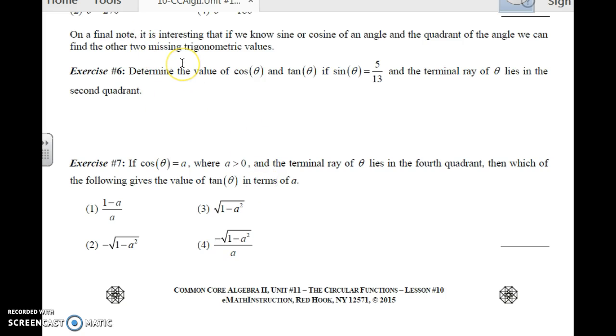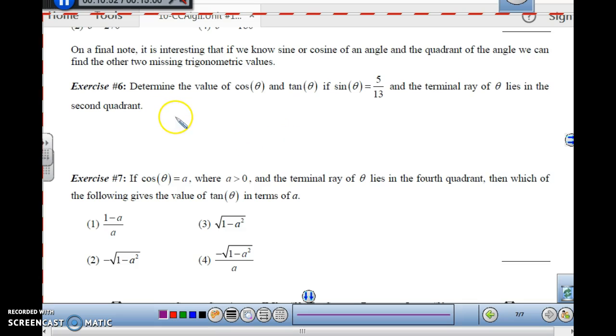On a final note, it is interesting that if we know sine or cosine of an angle and the quadrant of the angle, we can find the other two missing trigonometric values pretty easily. Okay, so for exercise 6, determine the value of cosine theta and tan theta if sine of theta equals 5 over 13 and the terminal ray of theta lies in the second quadrant.